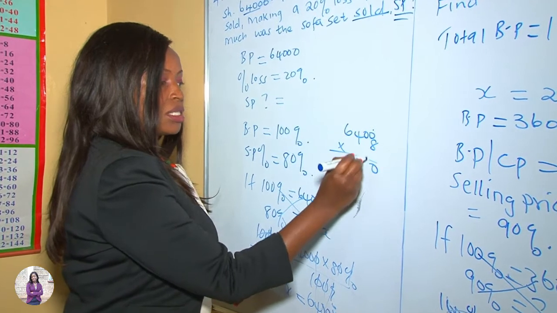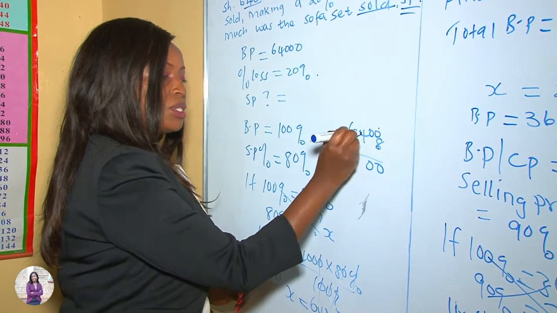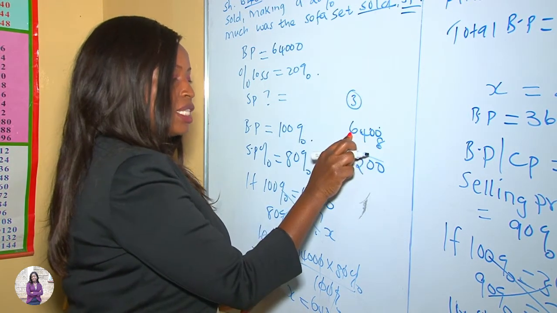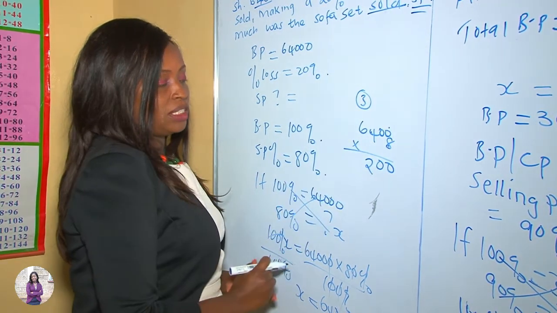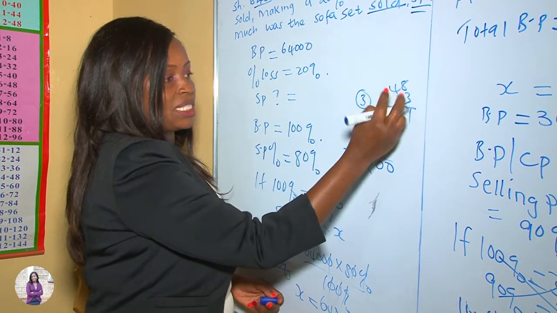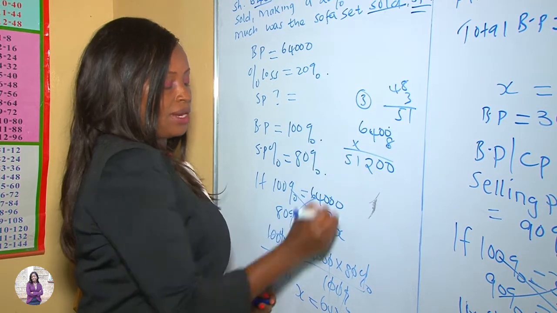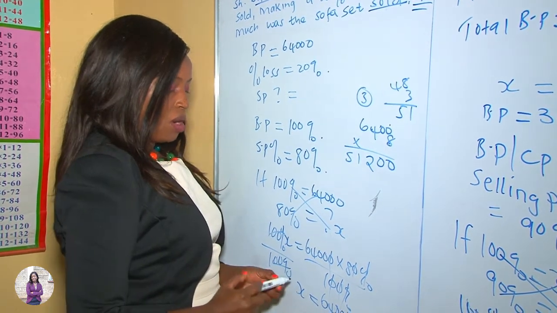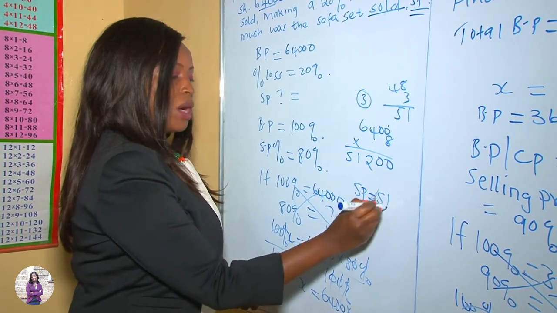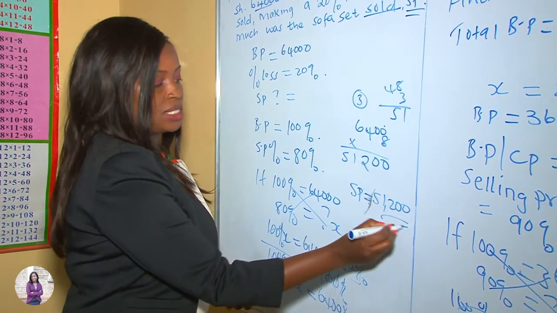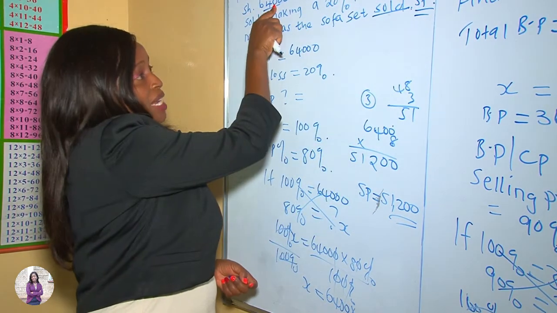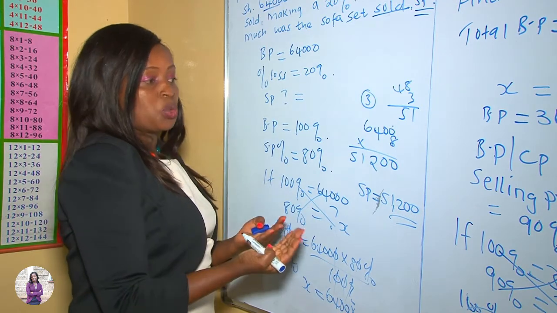8 times 0 is a 0. 8 times 0 is a 0. 8 times 2 is 16... 8 times 4 is 32, 2 carry 3. 8 times 6, it's 48. 48 plus 3, it's 51. And therefore, our selling price was 51,200. And as you can see, the selling price was less than the buying price. And that's why our 20% loss was realized.